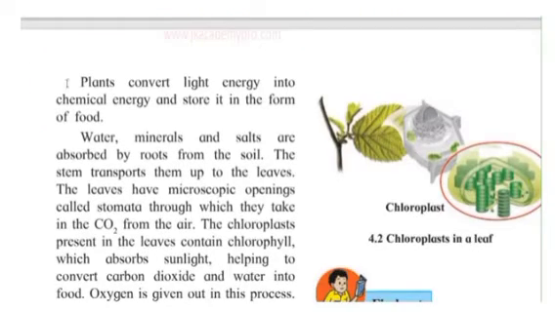Now, plants convert light energy into chemical energy and store it in the form of food. So how are they able to do this photosynthesis? With light, that is our sunlight. So that sunlight, that is an energy, called the light energy, is converted into chemical energy. So follow this picture as I explain to you.